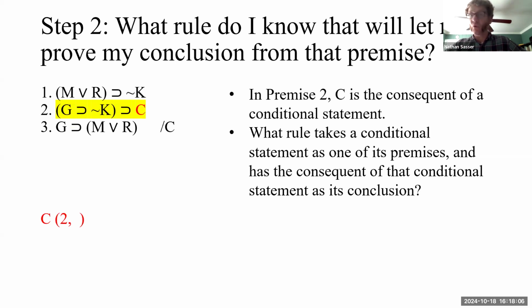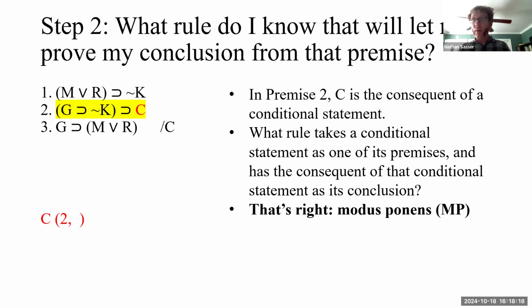Now, if you know your rules really well, that should be automatic. If it's not automatic for you, you've got to get some flashcards out and study those rules more. It's got to be automatic. The answer is modus ponens. Modus ponens will take you from a conditional statement to concluding the consequent of that conditional statement.